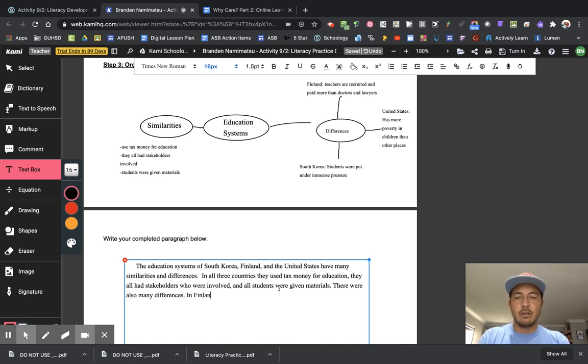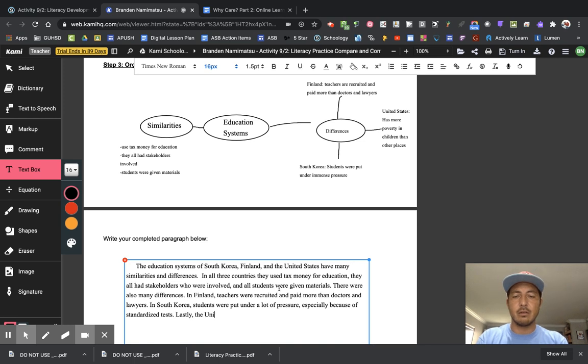In Finland, teachers were recruited and paid more than doctors and lawyers. In South Korea, students were put under immense, which means a lot of, pressure, especially because of standardized tests.